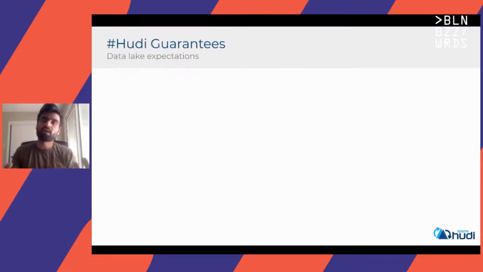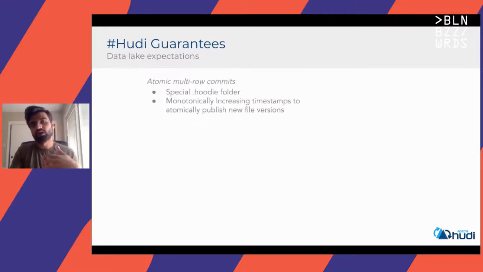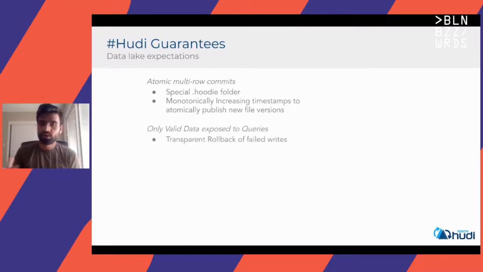Let me talk about, finally, what are the guarantees that Hudi provides across all these table types. Hudi provides atomic multi-row commits. It is basically supported by a monotonically increasing timestamp to atomically publish new file versions. We only expose valid data to the queries. Any failed or incorrect data is rolled back and not exposed.